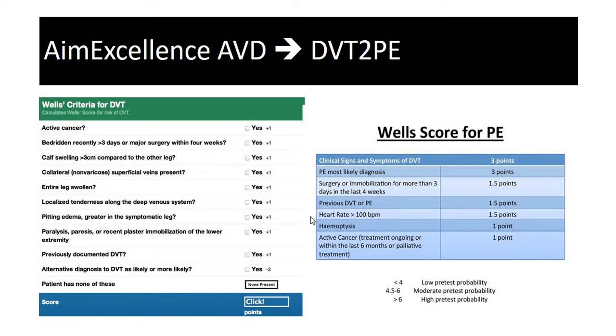And these are two different criteria. Here the score for DVT is ranging from -2 to 9, and for the Wells score for PE, the score is ranging in these three categories: 4, 4.5 to 6, and greater than 6. So it is dividing it into low, moderate, and high.